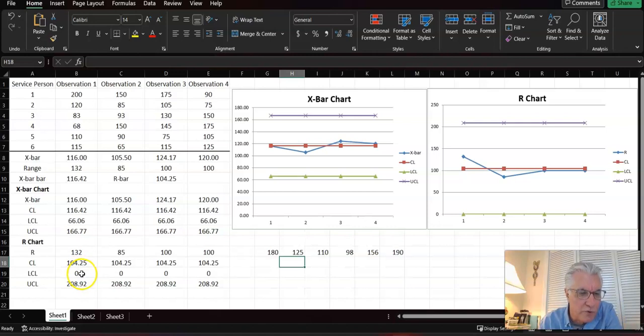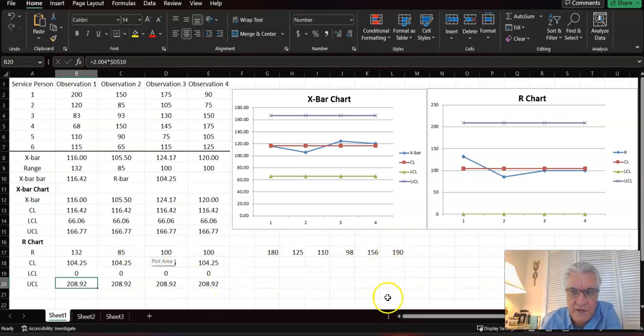Then the lower control limit, of course, is 0 because the range can't be less than 0. Sometimes in the calculations using the formula, you'll get a slight negative number, but you should just put 0 in there whenever you're getting a negative range. Then, of course, the upper control limit is the R bar, the average range, times 2.004, which you look up on table 6-7 for a sample size of 6.